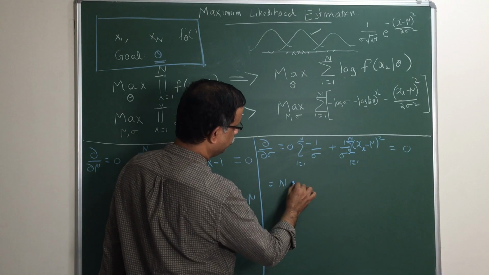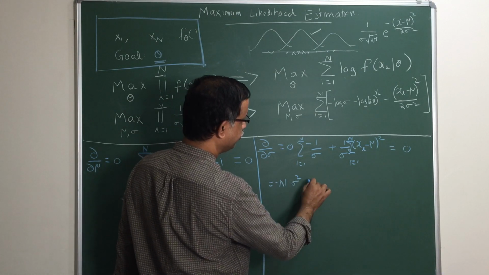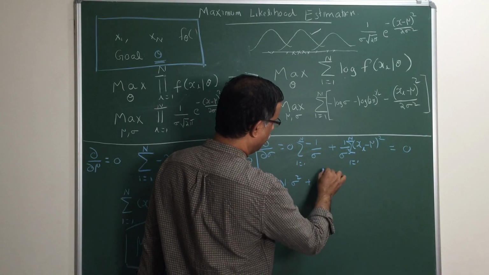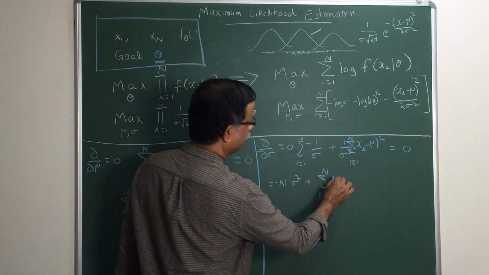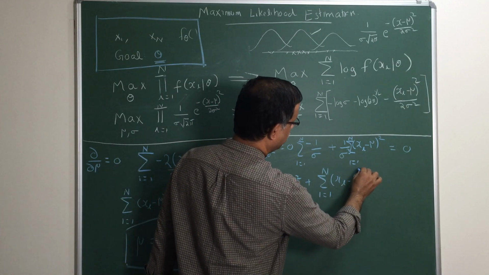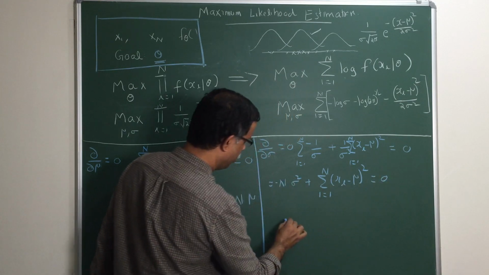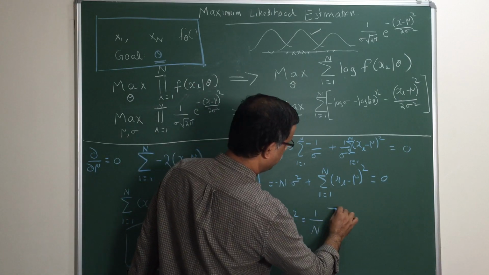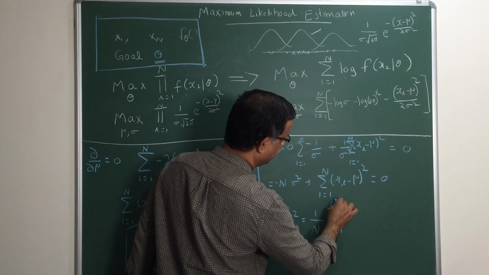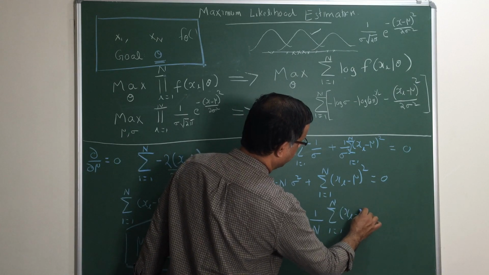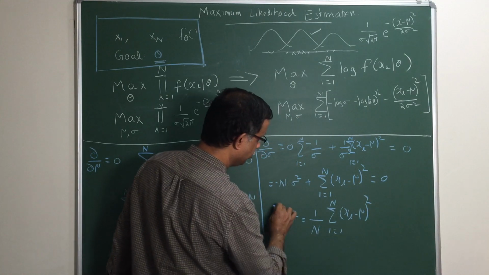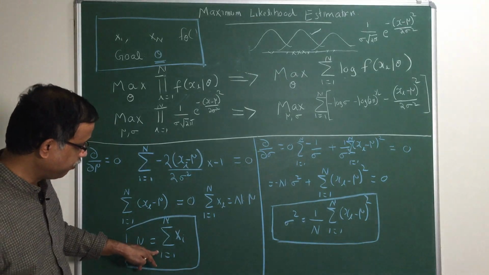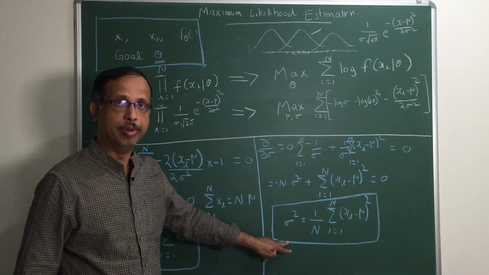Minus n into sigma square plus sum i equal to 1 to n, (xi minus mu) whole square is equal to 0, or sigma square is 1 by n, sum i equal to 1 to n, (xi minus mu) whole square. Of course, this is also our familiar expression. There is nothing new with the final results that we got, nothing surprising for us at this moment.